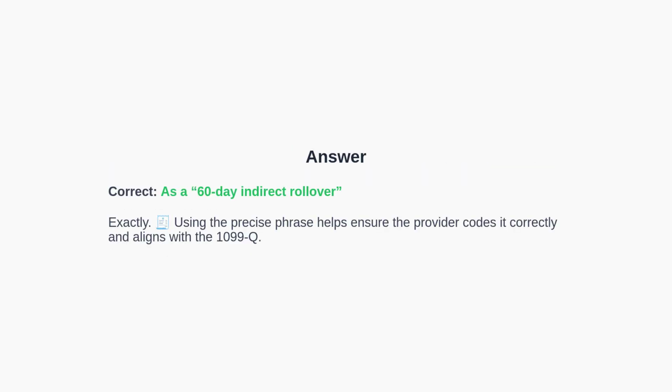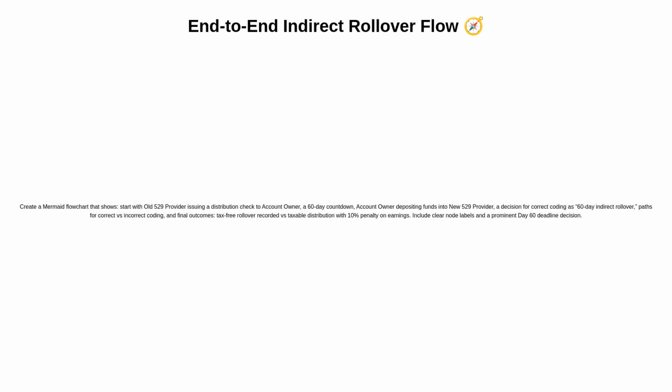The correct answer is to instruct the provider to process the deposit as a 60-day indirect rollover. Using clear language helps the provider code it correctly so the transaction aligns with the 1099-Q. This flowchart shows the entire indirect rollover path. It starts with the old provider issuing a distribution check to the account owner. A 60-day countdown begins immediately. The owner must deposit the funds into the new 529 provider before day 60.